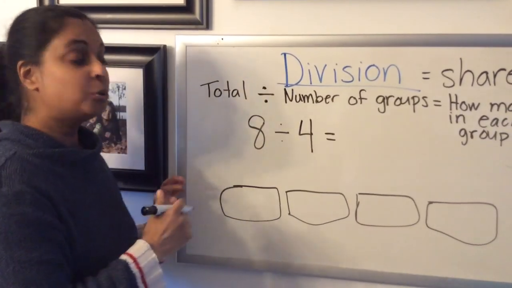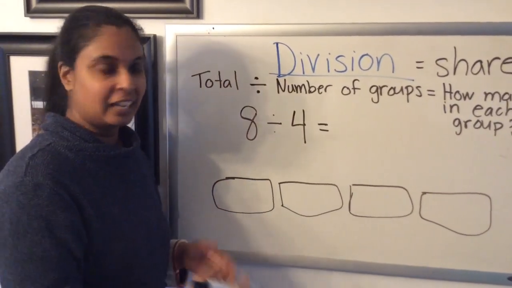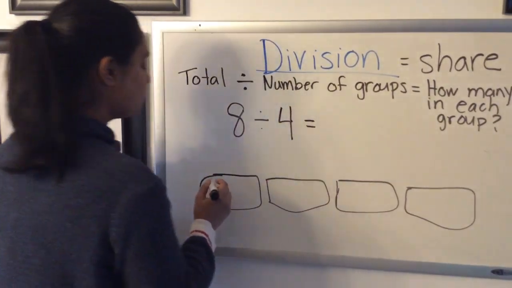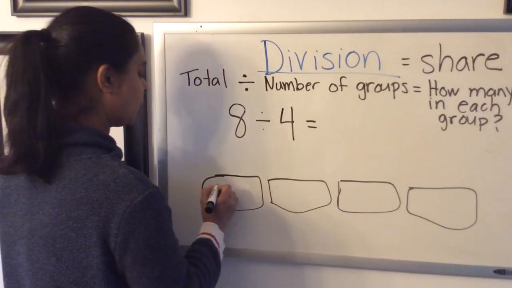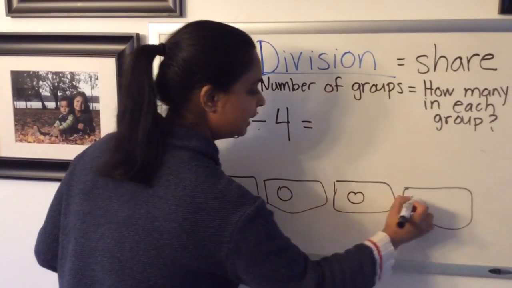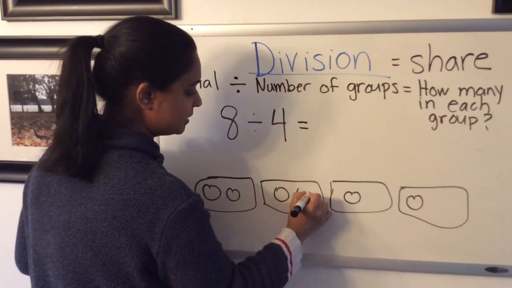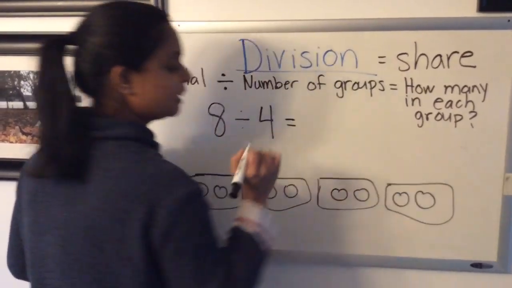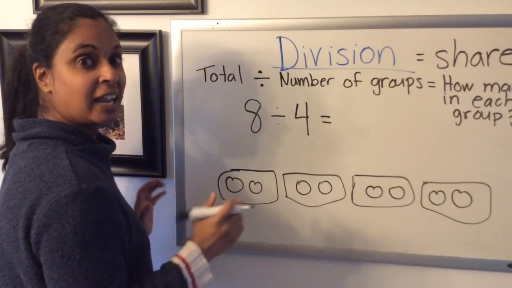baskets. Now, when you share in division, you want to make sure that you're doing it fairly. You can't have a group with more apples than another group. All right? So what you want to do is you want to share 1 to each until all 8 have been shared. So watch this. 1, 2, 3, 4, 5, 6, 7, and 8. Now I've shared all 8 apples into my 4 groups, and now I can answer my question.